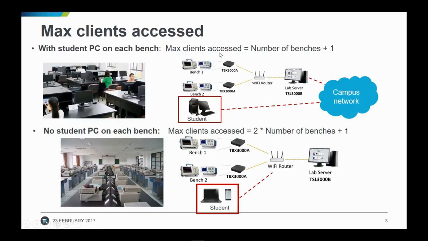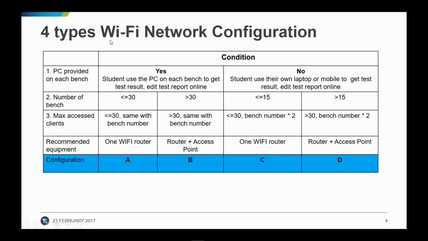Depending on the maximum clients accessed, we can decide the proper network equipment. It could be either a single Wi-Fi router or the combination of router plus access points. Here are the 4 types of Wi-Fi network configuration.